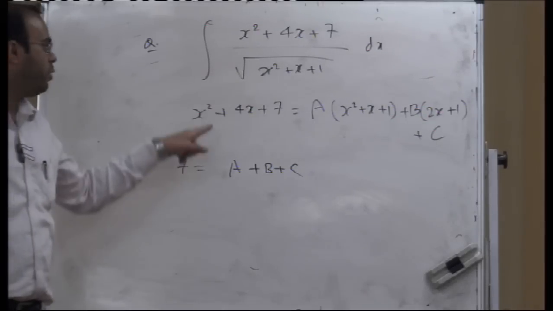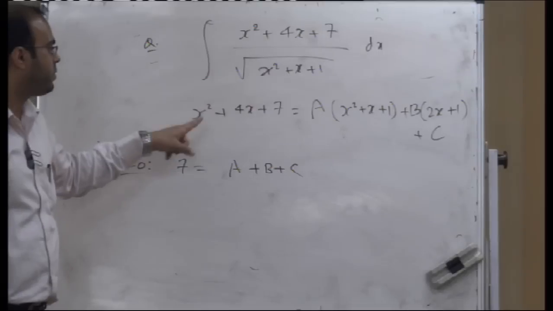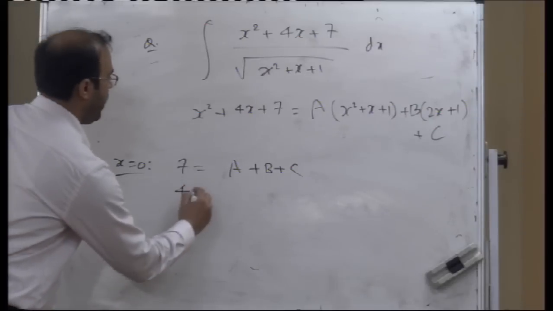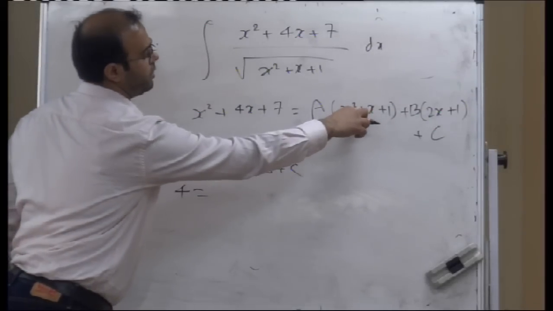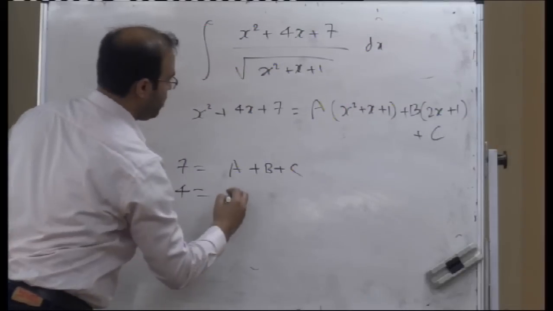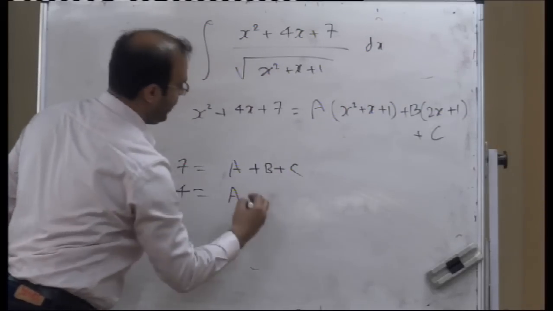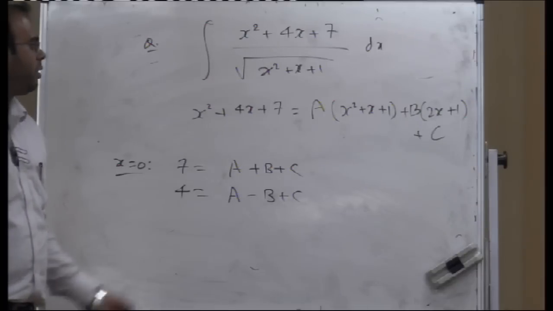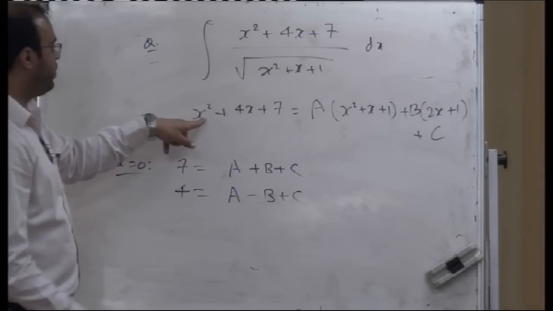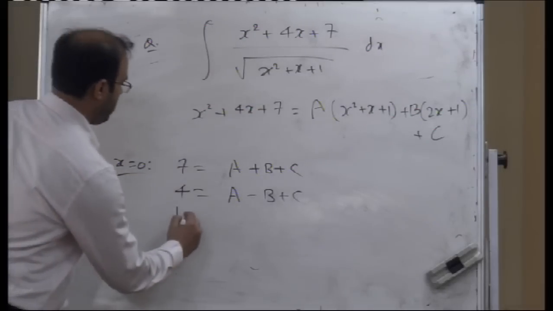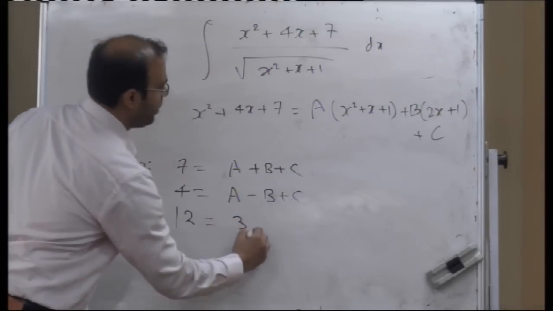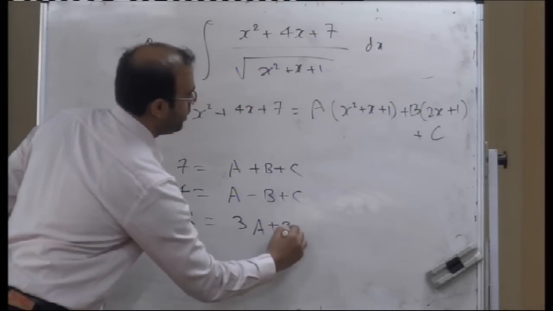Put another value. Let's put x equal to minus 1. So this would become 1, 7, 8, minus 4, 4. And this would become minus 1, and this will be 1, 2, minus 1. So A minus B plus C. You will get another equation. You can put another value. Let's take 1. So this would become 4, 7, 11 plus 1, 12. And here it would become 1 plus 1 plus 1, 3A plus 3B plus C.